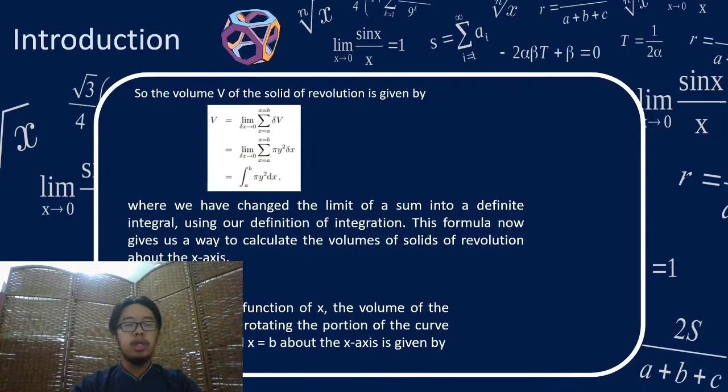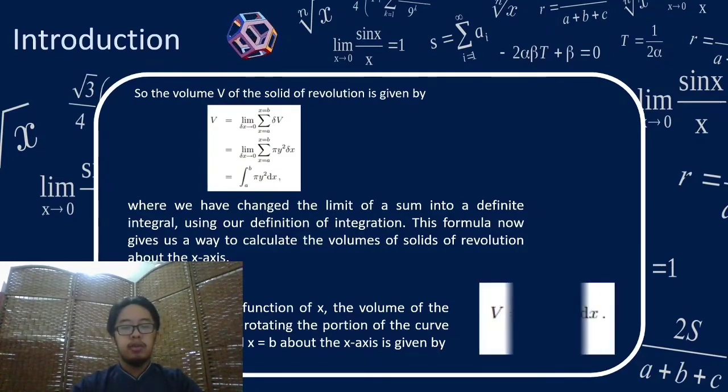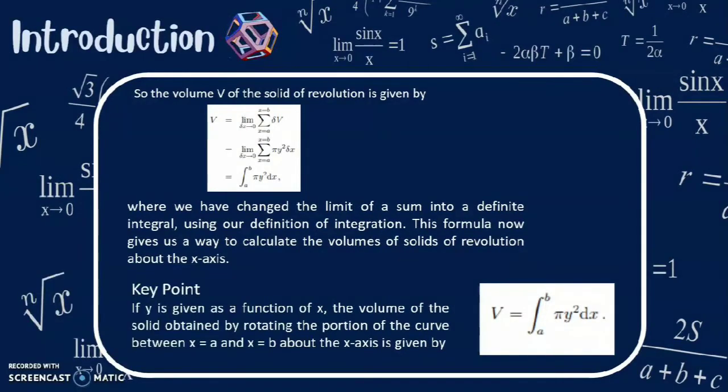Key point: if y is given as a function of x, the volume of the solid obtained by rotating the portion of the curve between x equal to a and x equal to b about the x-axis is given by V equal to the integral from a to b of π y squared dx.